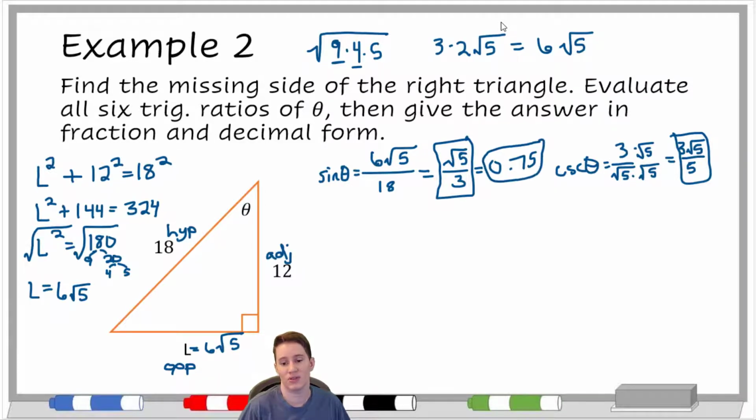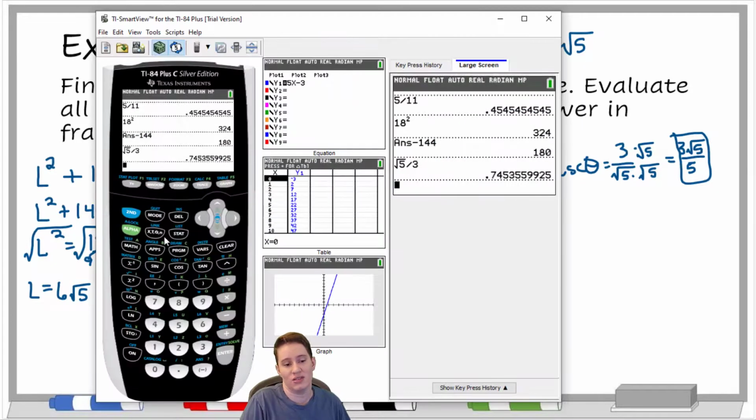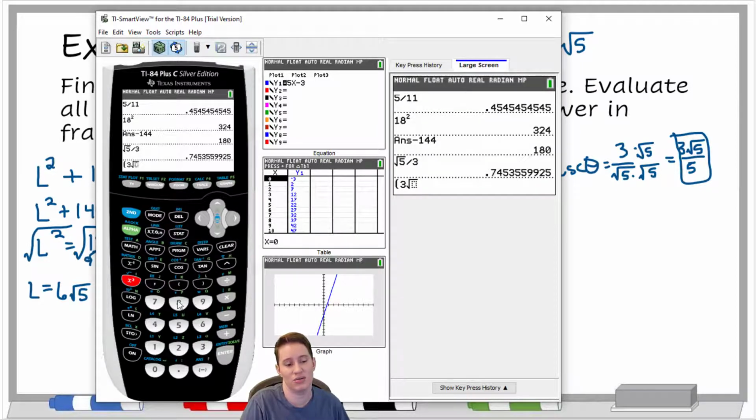But especially if we're doing something like 3 square roots of 5 over 5, if I don't want to make it an actual fraction, I need to put this top part in parentheses. Maybe I don't need to, but it's a good idea. That's not where I want the parentheses.